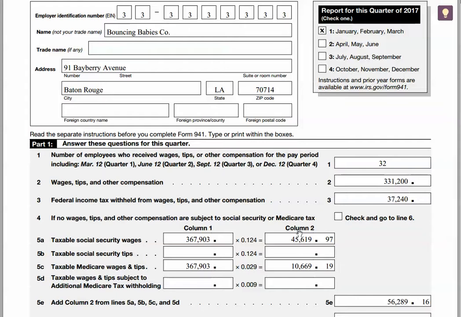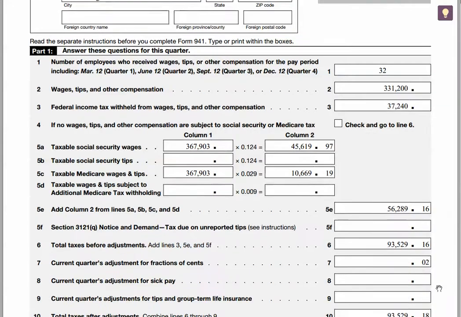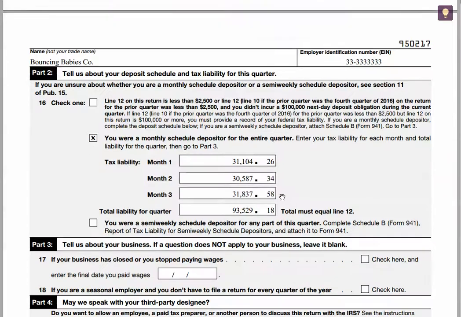So let's add these together. We add column 2 for all these lines. We get 56,289.16. Then we're going to add that to line 3, 37,240, and we get a total taxes before adjustments of 93,529.16. However, let's go to this page here.